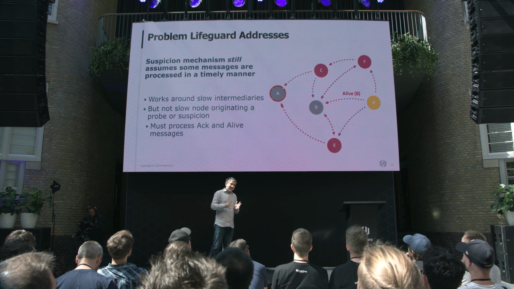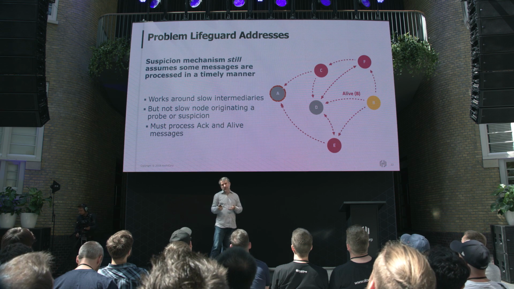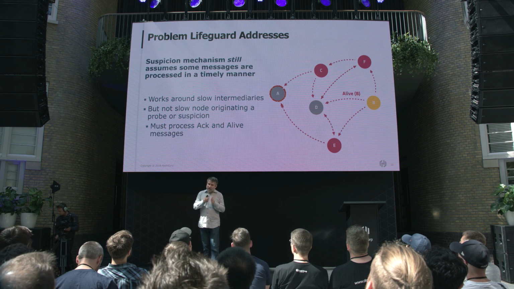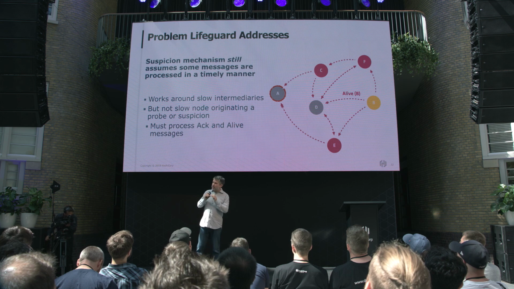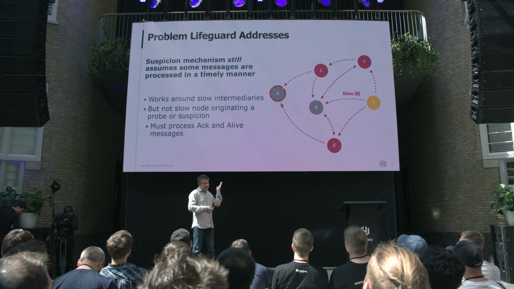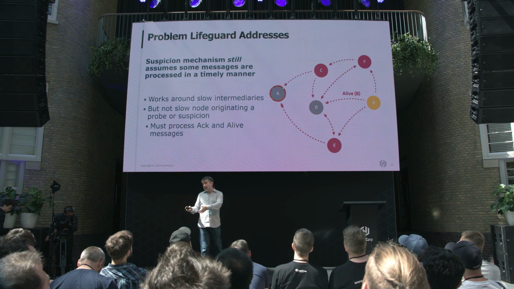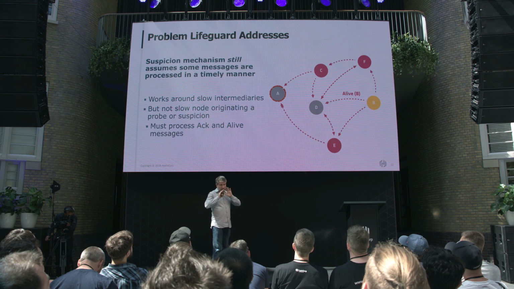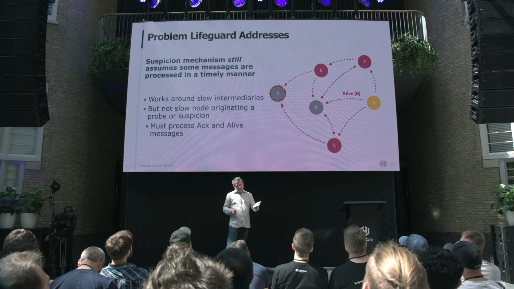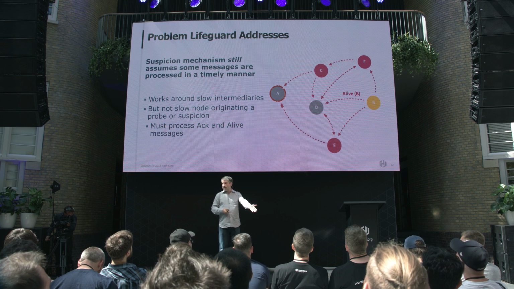What we discovered was that, unfortunately, even that remediation, this suspicion mechanism, even that has the same vulnerability. It still requires some of the messages to be processed in a timely manner. So the problem we have here is Node A was suspecting that Node B was dead, and it gossiped this rumor. It said, hey, I think you're dead. And what the suspicion mechanism is good at is, like, Node D here is actually dead.